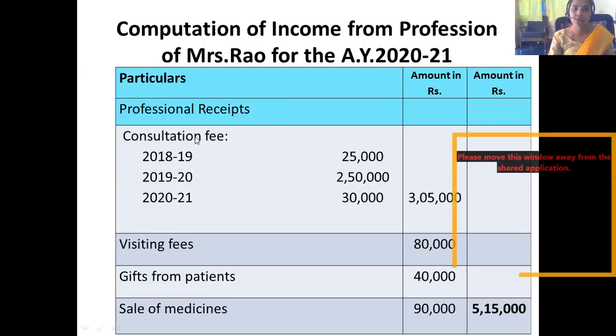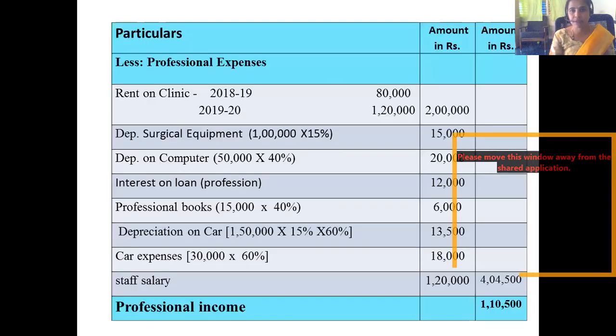So if you go by the solution here, consultation fees have been taken up for all the 3 years. Visiting fees is done. Outstanding amount is not added up here since we are maintaining the books of accounts on the receipts and payments basis. Gift from patients will be taken.